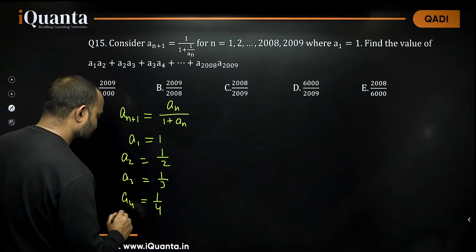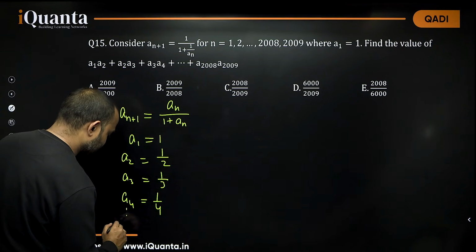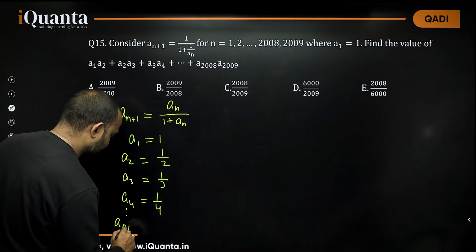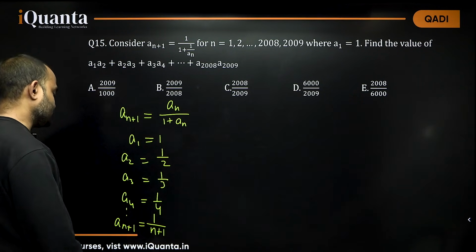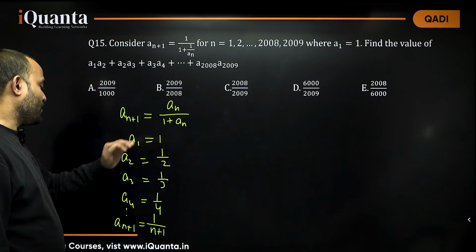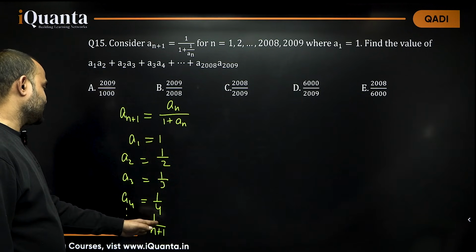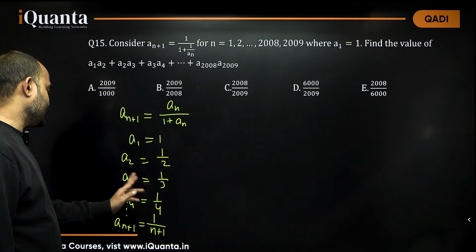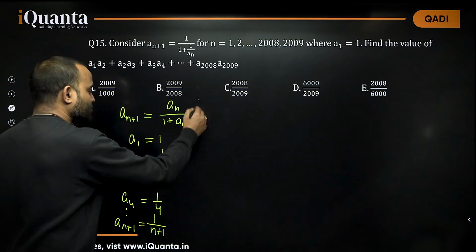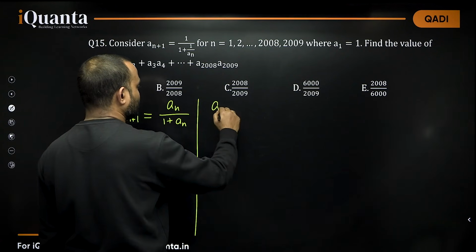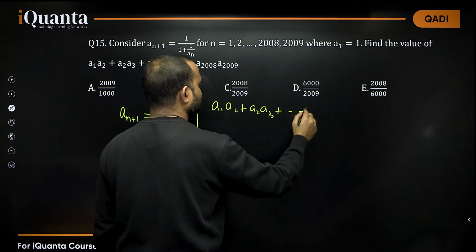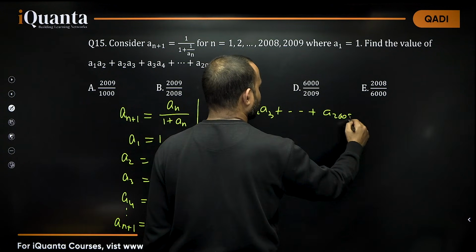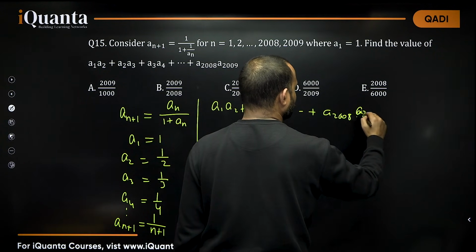So basically the pattern that we are seeing here is that a(n) is equal to 1 upon n, correct? a1 is equal to 1, and this is also true for a2, a3, a4 and so on. Now what do we need to find? We need to find a1a2 plus a2a3 and so on till a2008a2009.